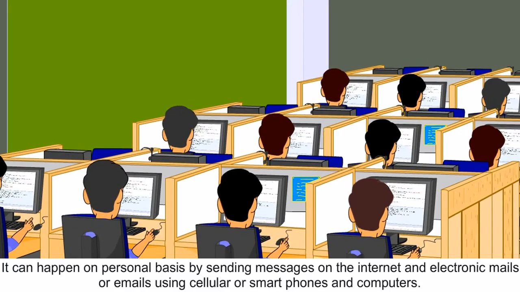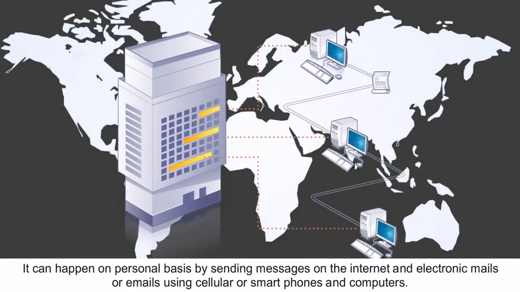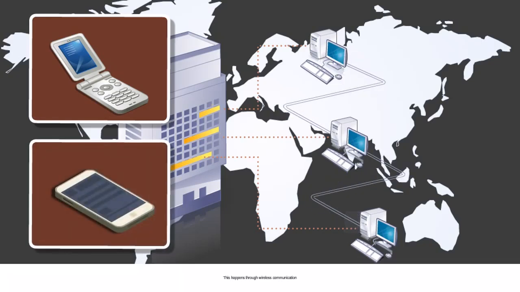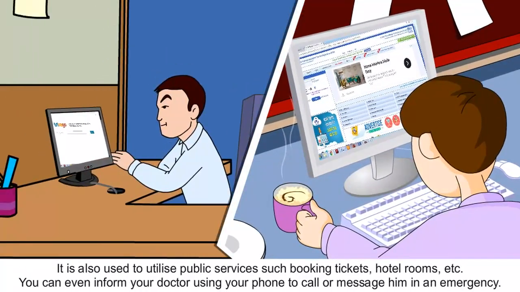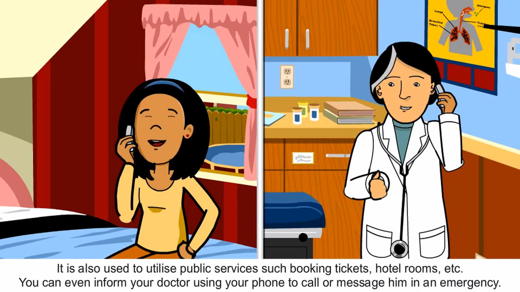It can happen on a personal basis by sending messages on the internet and electronic mails or emails using cellular or smartphones and computers. This happens through wireless communication. It is also used to utilize public services such as booking tickets, hotel rooms, etc. You can even inform your doctor using your phone to call or message him in an emergency.